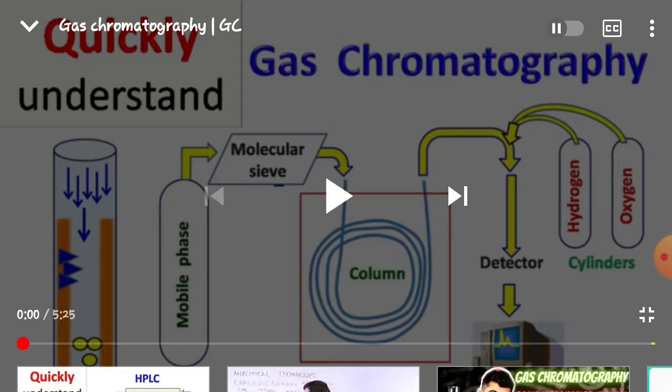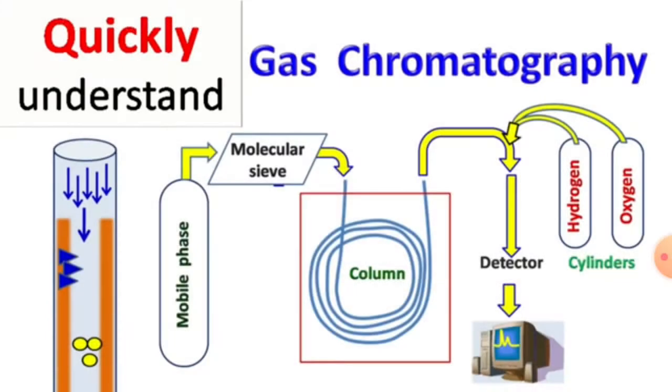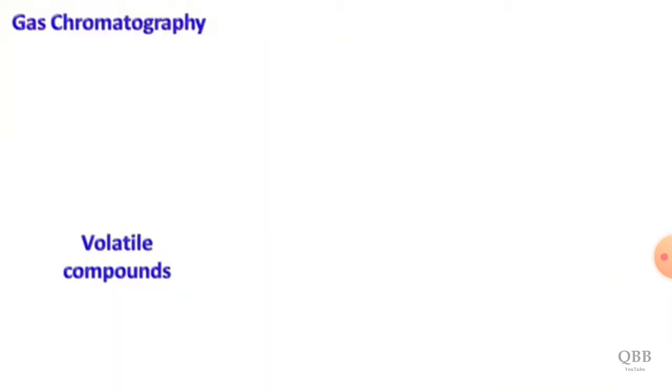Today we will discuss gas chromatography. Gas chromatography is a chromatographic technique used for separation of volatile compounds. Volatile compounds are the compounds that can easily be vaporized at room temperature.